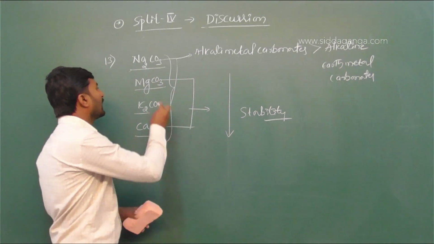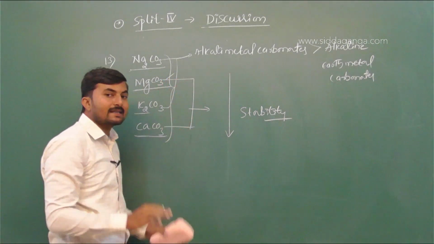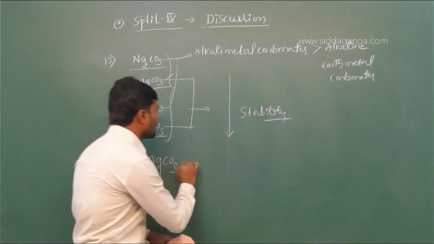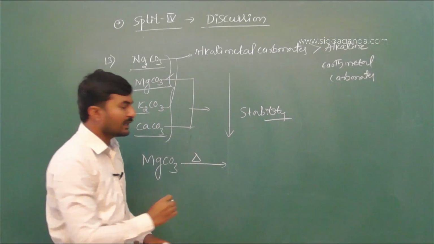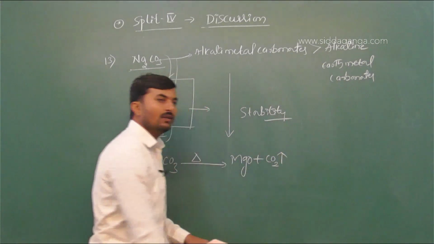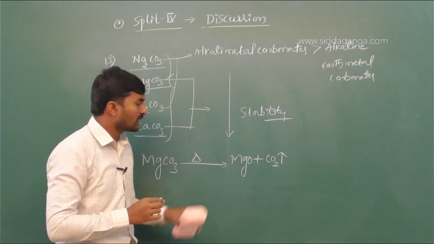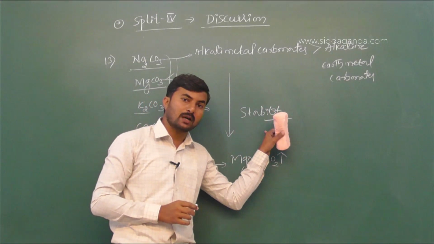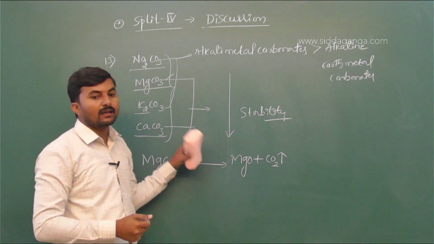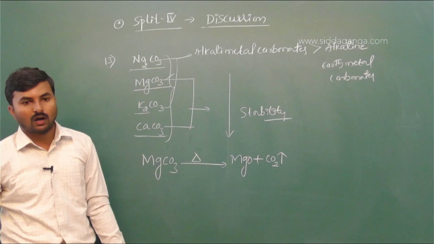That is why, when we compare the stability of magnesium carbonate with calcium carbonate, magnesium carbonate is less stable in nature. That is why it can undergo decomposition in the presence of heat very easily, producing magnesium oxide and carbon dioxide very easily. Calcium carbonate also undergoes decomposition to give calcium oxide and carbon dioxide, but magnesium carbonate produces CO2 more readily than calcium carbonate. So which is the correct option? Option 2, that is magnesium carbonate.